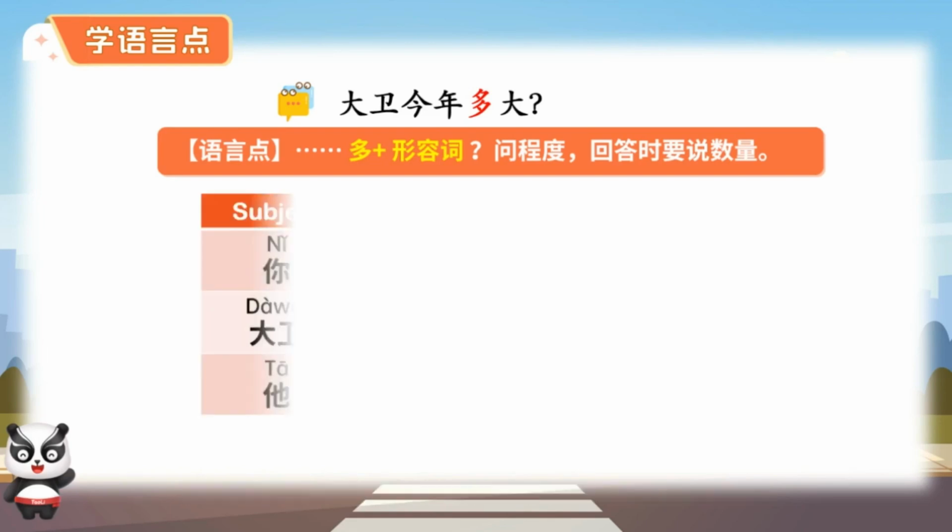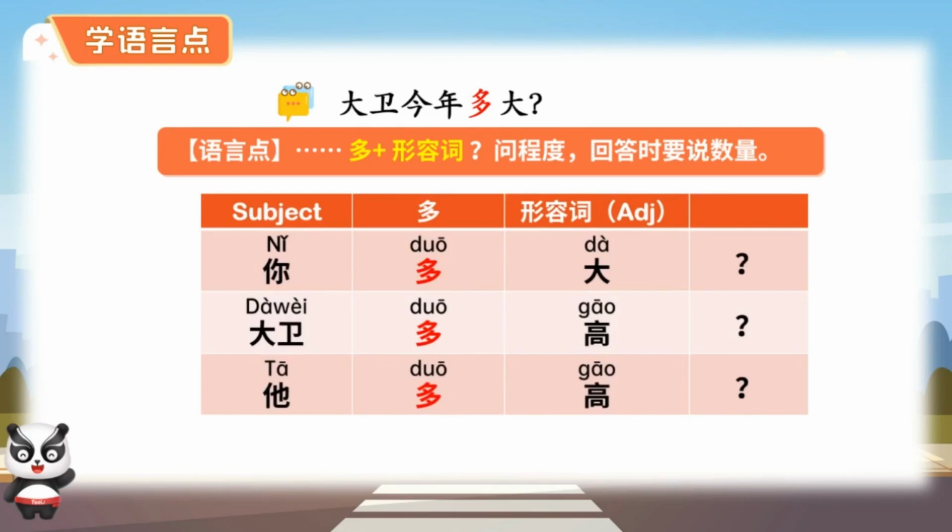For example, 你多大？ When someone is asking you 你多大? That means how old are you? Like we mentioned before, when you answer this question, you should answer a specific quantity. For example, 我10岁了。I am 10 years old.